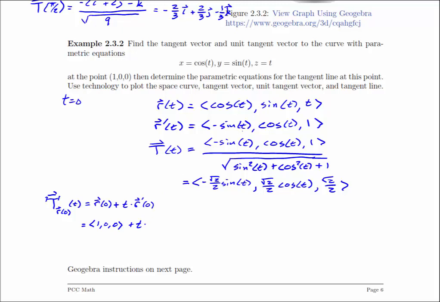R prime of 0, we get 0, 1, 1. Which simplifies down to 1, t. Okay, so we then want to do this all in GeoGebra.